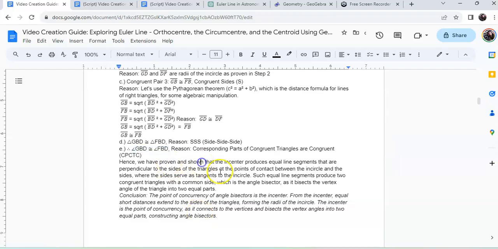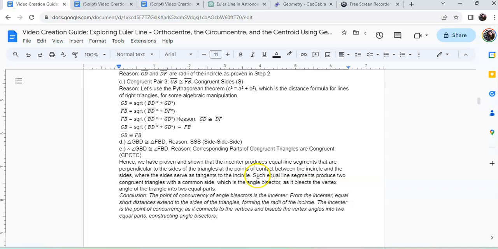Hence, we have proven and shown that the incenter produces equal line segments that are perpendicular to the sides of the triangle at the points of contact between the incircle and the sides, where the sides serve as the tangents of the incircle.